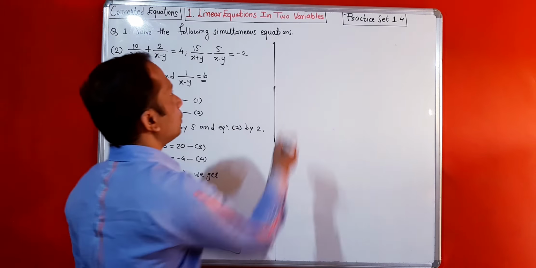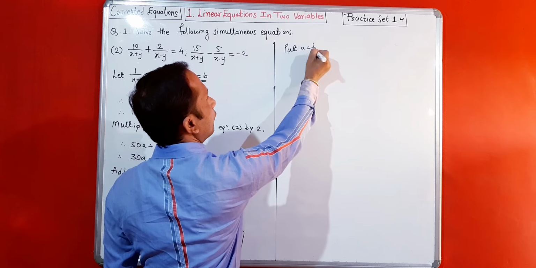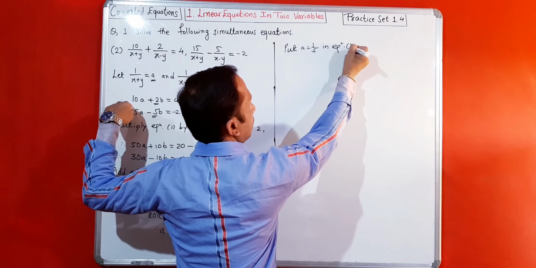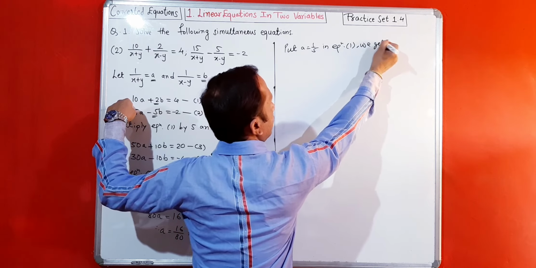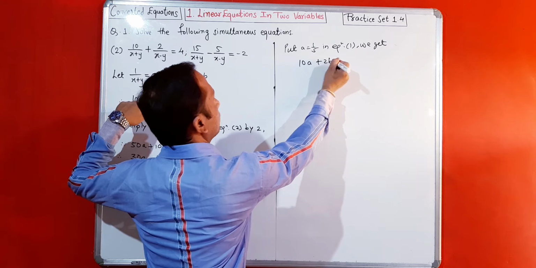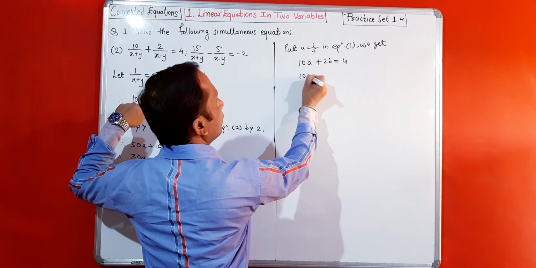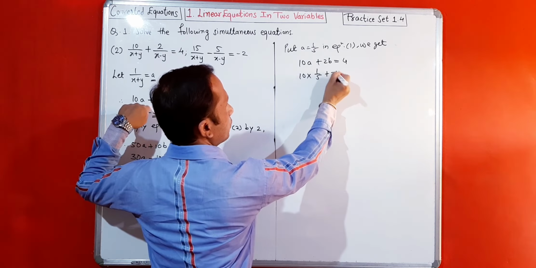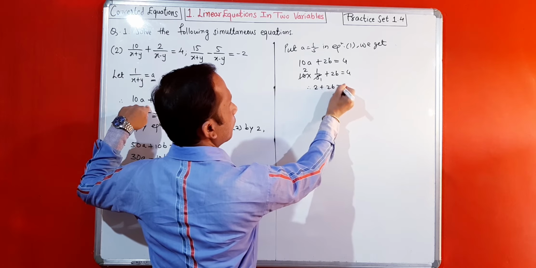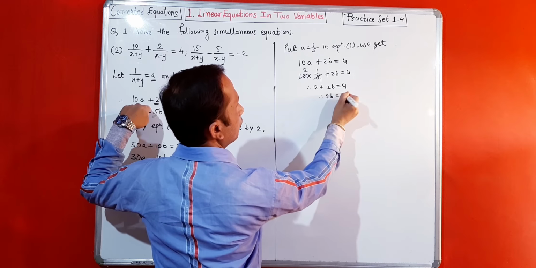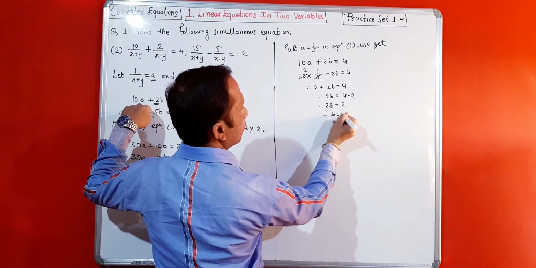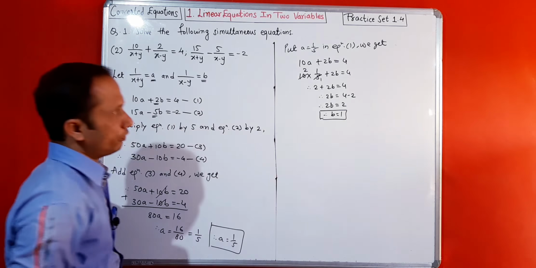Now put a is equal to 1 upon 5 in equation 1. What is the equation? 10a plus 2b is equal to 4. Therefore 10 into 1 upon 5 plus 2b is equal to 4. 5 twos are 10, so it is 2 plus 2b is equal to 4. So 2b is equal to 4 minus 2, so 2b is equal to 2. Therefore b is equal to 1. These are the final values for a and b.